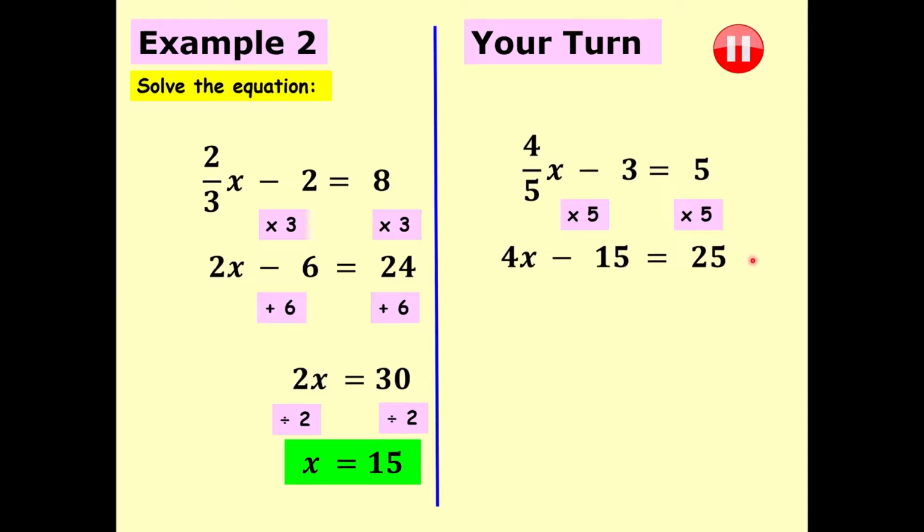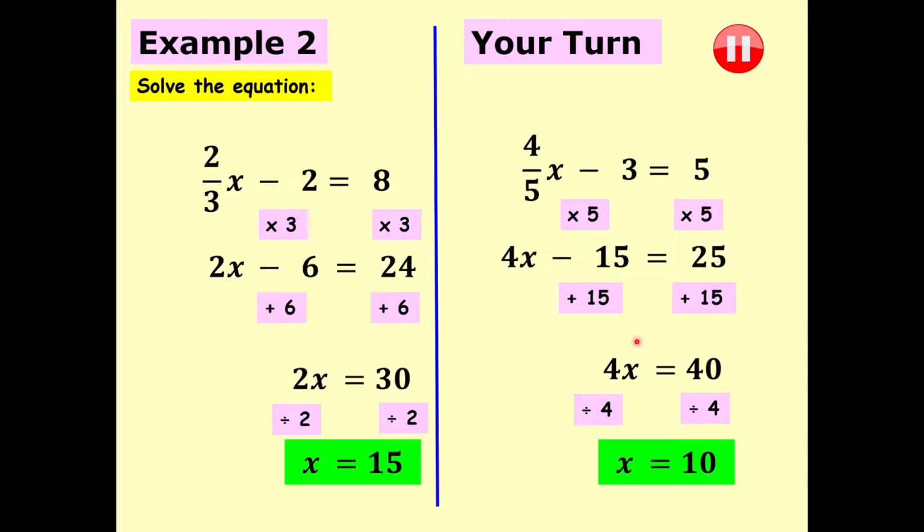And once we've done that, just using our previous skills of solving equations, we need to get 4x on its own to start with. So we've got to subtract 15. So to get rid of that, we're going to add 15 to both sides. And then we'll be left with 4x equals 40. And then to get x on its own, we've got 4 times x, so we need to divide by 4 to get x equals 10. So that one was definitely a bit trickier, so well done if you got that.